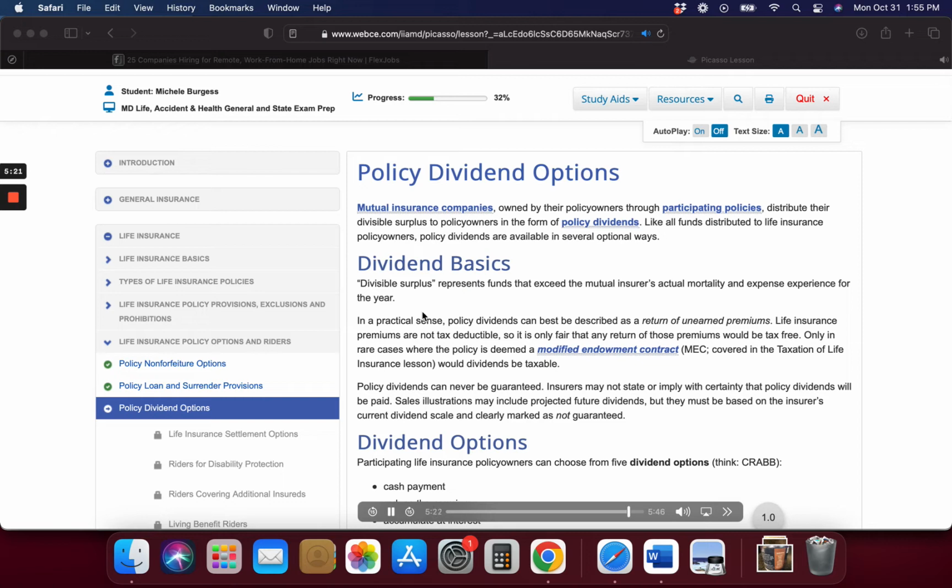While dividends are generally not taxable, the interest earned on dividends held at interest is taxable income in the year credited. Paid-up additions are permanent life insurance policies. As such, they are eligible for dividends and they each have a cash value that grows over time.